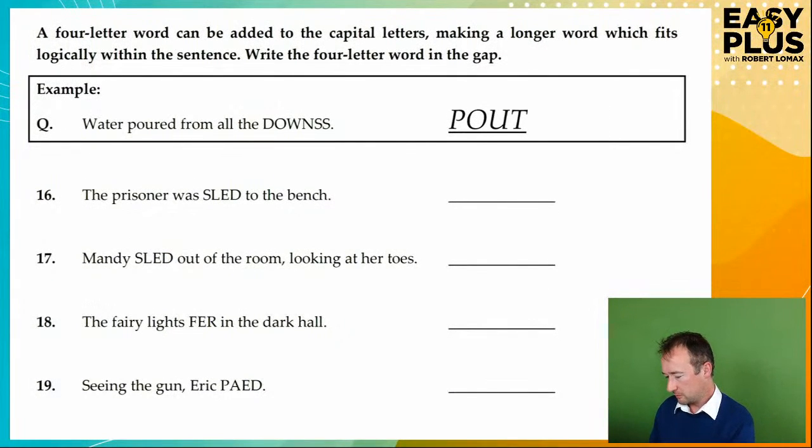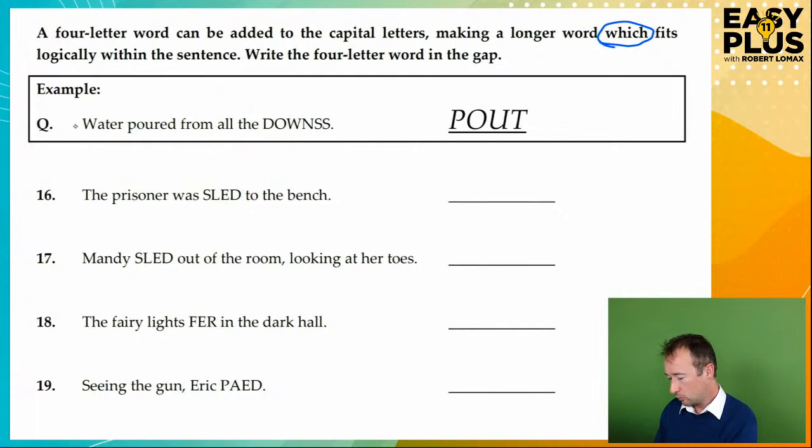A four-letter word can be added to the capital letters, making a longer word which fits logically within the sentence. There's a grammatical mistake in this, a very small one, but this word should be that. I'm not going to explain why now, because it's a really technical point in English, and a lot of people don't even follow the rule anymore, but suffice to say, I made a mistake. Anyway, write a four-letter word in the gap.